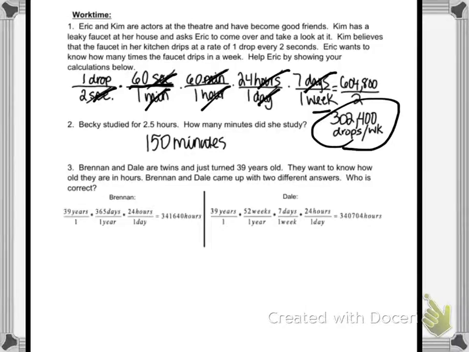Becky studied for 2.5 hours. How many minutes did she study? So if I was going to set this up, it is 150 minutes. 2.5 hours over 1 times 1 hour equals 60 minutes. Alright, you multiply that, cross out my hours, end up with minutes, you get 150 minutes.